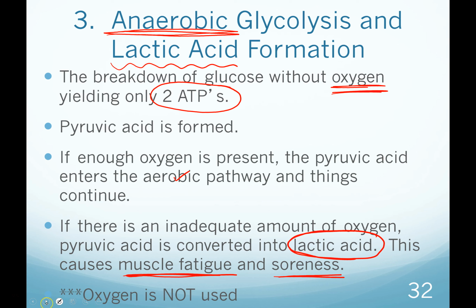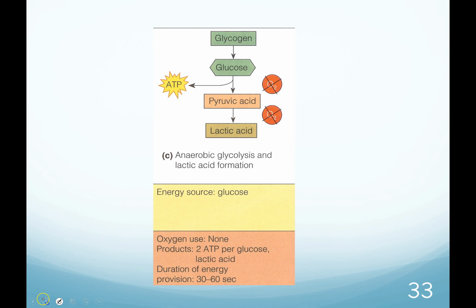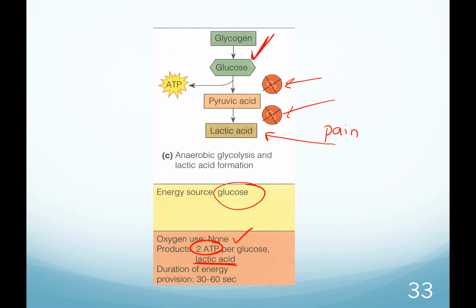So if we take a peek at our picture there, we have our glycogen / glucose, so we got that. Once again, no oxygen because we don't have enough. And there's our very painful lactic acid that builds up. So once again, our energy source is still glucose, which is cool. No oxygen. And you don't make 1 ATP, and you don't make 36 ATPs, you make 2. And that, lactic acid.